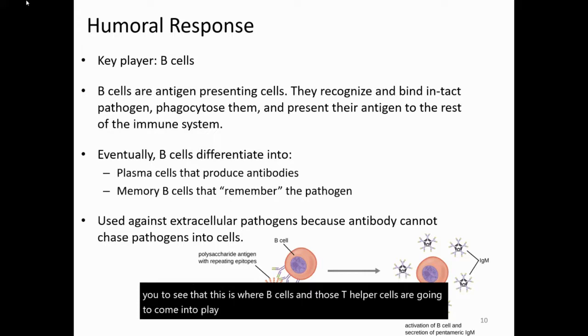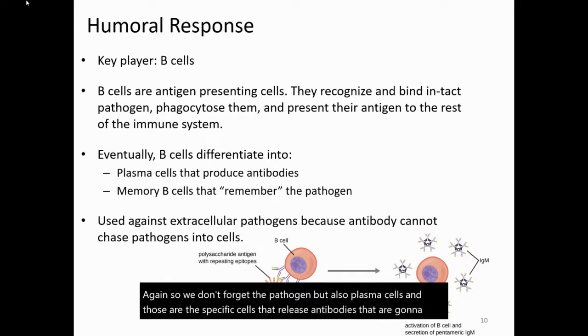Okay, and just like we saw T cells differentiating into the cytotoxic T cell, the helper, and memory cells, B cells do the same thing, but they're going to be differentiating into memory cells, again, so we don't forget the pathogen, but also plasma cells. And those are the specific cells that release antibodies that are going to go and round up those pathogens. Okay, so our humoral response, these B cells, are going to be for targeting extracellular pathogens.